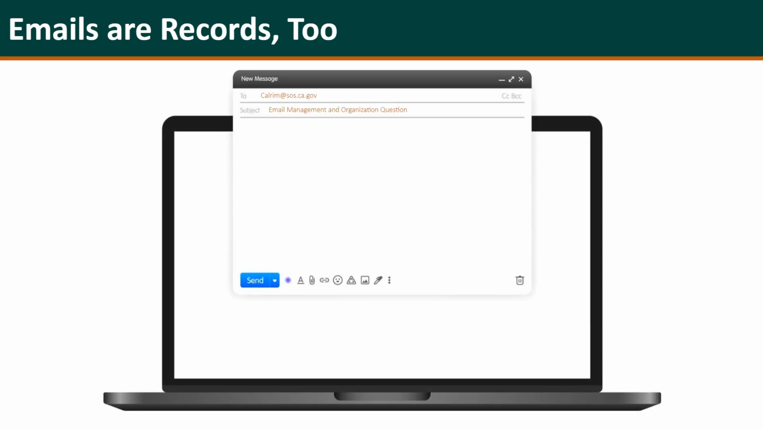Everything we just said about records still applies to records in all formats, including electronic records. Emails can also be records if they document your work or require you to act.